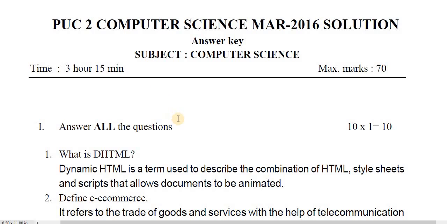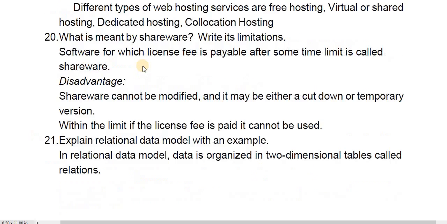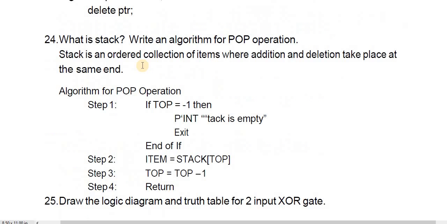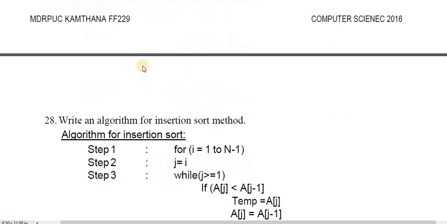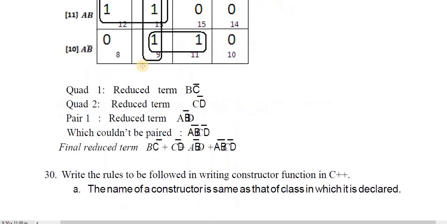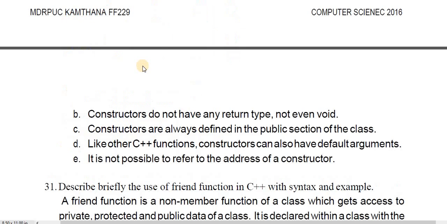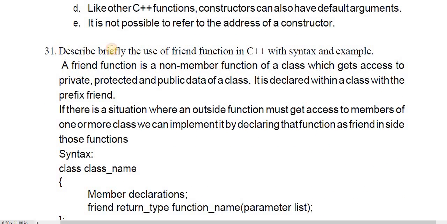Okay, this is the March 2016 question paper. Here from chapter 8 we do not have any 1 mark, 2 marks or 3 marks questions. Only one question will come from this chapter, for 5 marks. So in the 5 marks section only, we can get the question. The 5 marks question is: describe briefly the use of friend function in C++ with syntax and example.